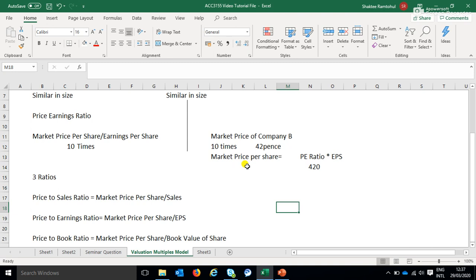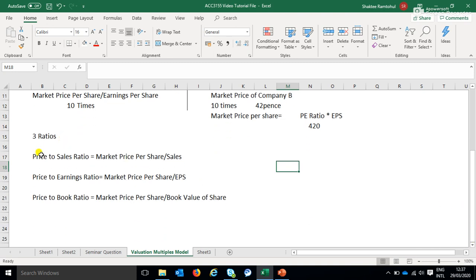And the answer is, well, rather than using one ratio, we can use three ratios. We can use the price to sales ratio, which is calculated as the market price per share divided by the sales or turnover. We can use the price earnings ratio, which we did in lecture 1, so market price per share divided by earnings per share, EPS. Or we could use the price to book ratio, which is the market price per share divided by the book value of share. And that value would be there in your balance sheet or statement of financial position.